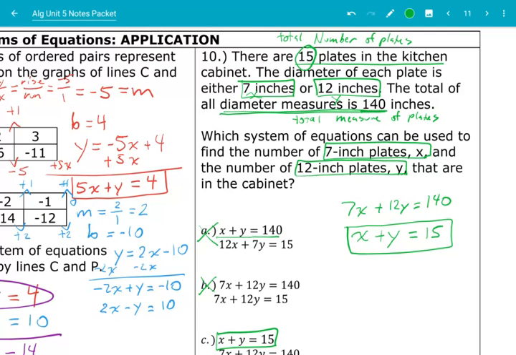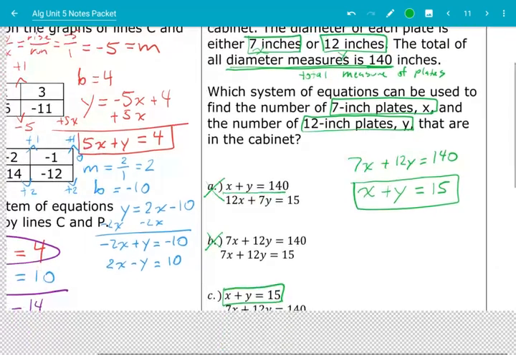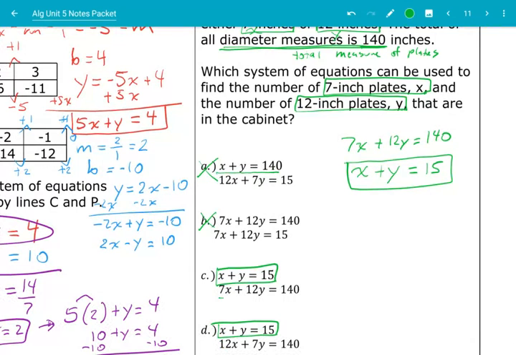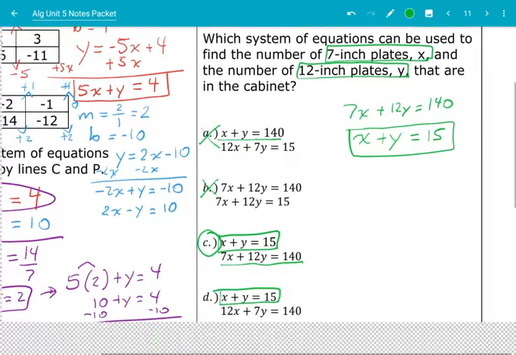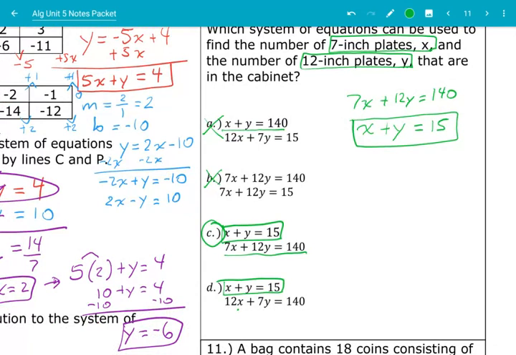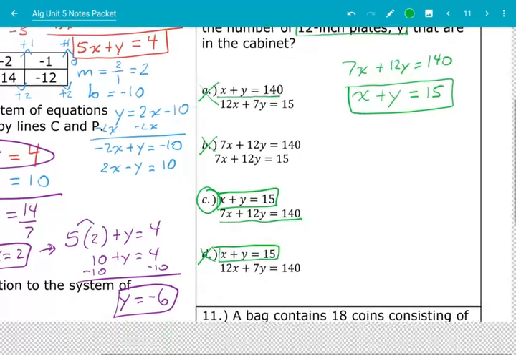And then that'll tell us exactly which one we need to use. Let's see. 7x plus 12y equals 140. There it is. So it's C. Yeah, because the one down here, this is 12x, and 12 was with 7. Or I'm sorry, x was with 7. So it's not D. There we go. All right. Let's go down to the next one.